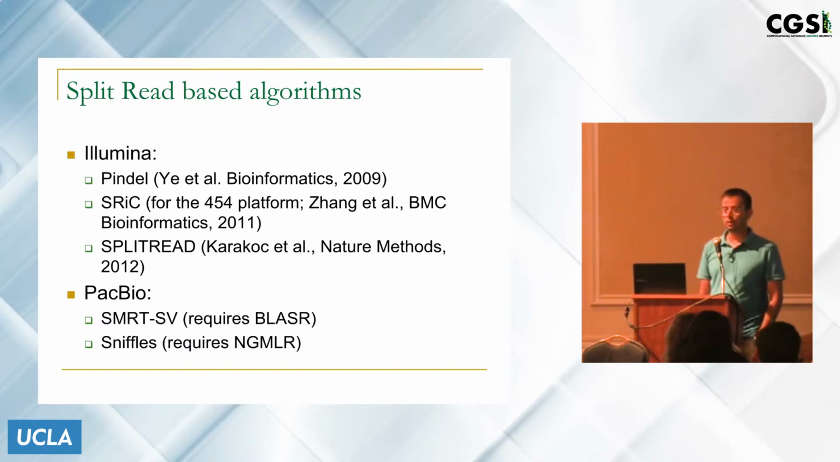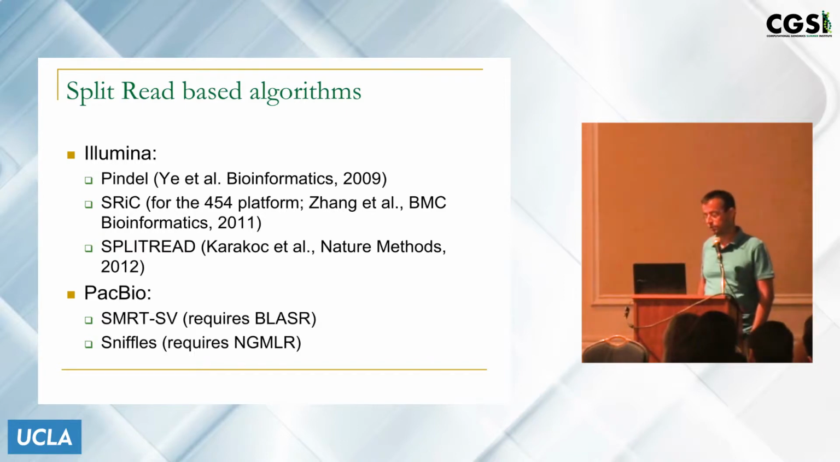And for PacBio, you can use SmartSV, which also requires Blasr and the assembler Canu. So it's not really just a split read algorithm, but it also does assembly. And I'm going to leave the details to Mark on Thursday. And there is Sniffles, which is more recent. That is also developed for PacBio, which requires its own aligner called NGM-LR. And we have Mike Schatz at the back of the room, and he might talk about this in the afternoon.